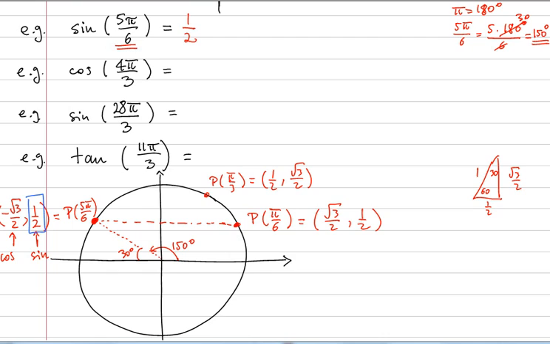Okay, next one, cos of 4 pi over 3. So I have to compute what is 4 pi over 3 in degrees. I'll replace pi with 180, so I have 4 times 180 over 3. 4 times 60 is 240 degrees. 240 degrees is 60 degrees past 180. So this angle here is 240 degrees, and therefore this point corresponds to 4 pi over 3.